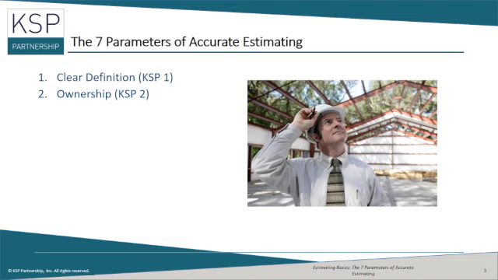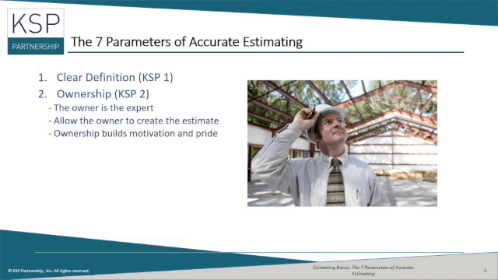The most reliable estimate will come from the task owner. They are the experts. They know what it will take for them to create their deliverable. Allowing them to create the estimate generates ownership, and ownership generates motivation and pride.